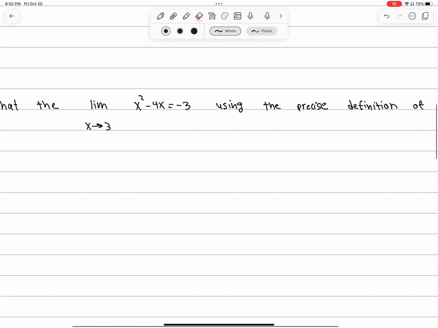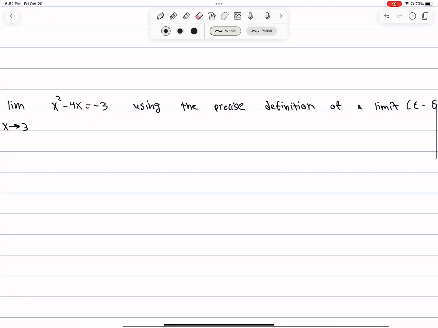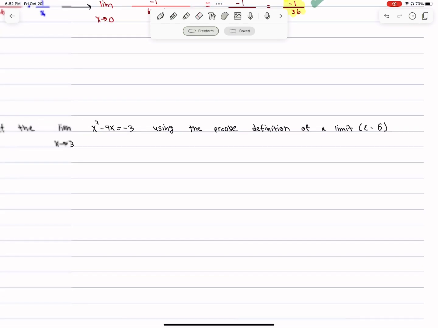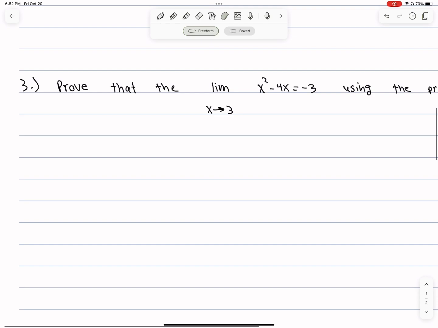Prove that the limit as x goes to 3 of x squared minus 4x equals negative 3 using the precise definition of a limit, or the epsilon-delta definition.